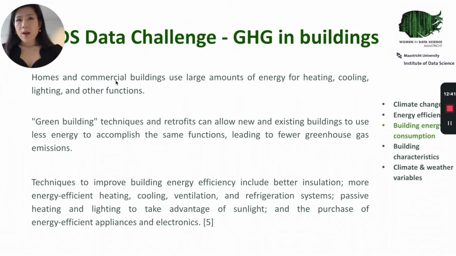So I think we all notice when you buy electrical appliances for your home, you have this label from A to F to G, whatever. So they all indicate how you can reduce the building energy consumption.